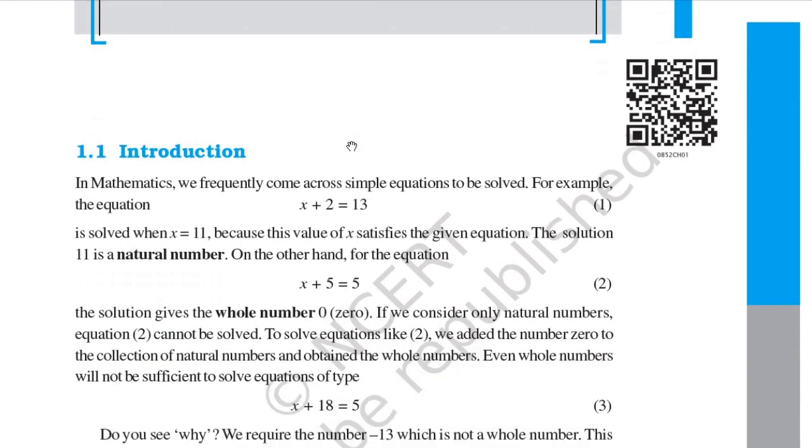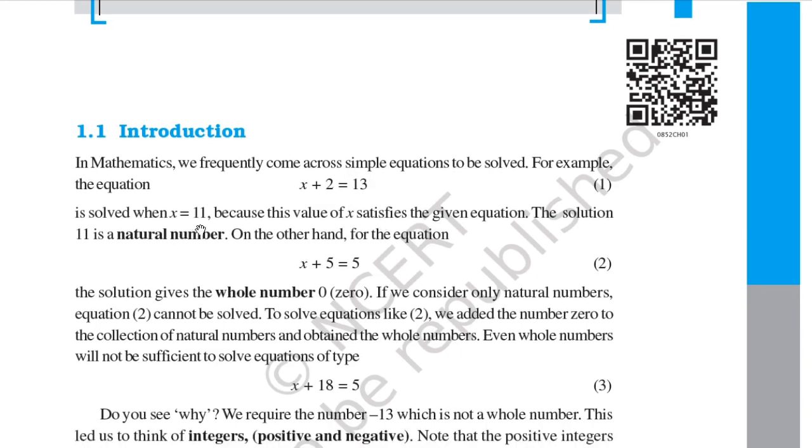Introduction. In mathematics, we frequently come across simple equations to be solved. For example, the equation x + 2 = 13 is solved when x = 11. So when we put x = 11, the answer is 13. Because this value of x satisfies the given equation, the solution 11 is a natural number.